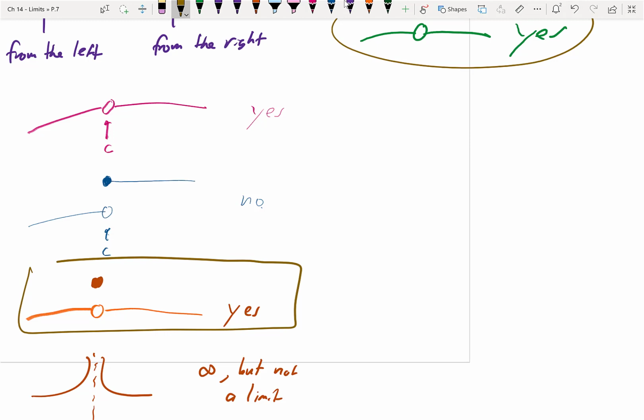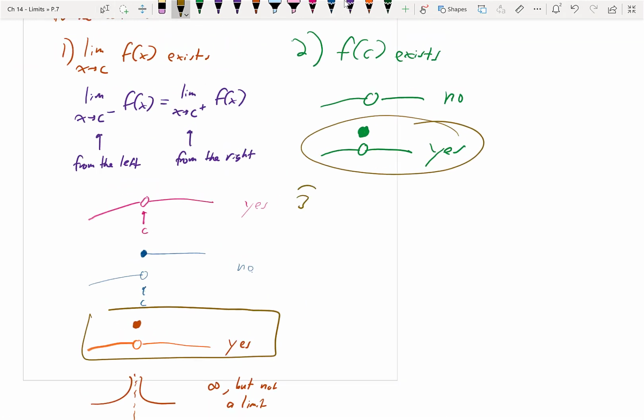F is a function. It doesn't have solutions. What if I just say this? I'll give you one more little scaffolding step. We're short on numbers. The limit as x approaches c of f of x exists, and f of c exists. What should I put between the two of them? Yes. They have to be the same thing. The limit has to equal f of c.